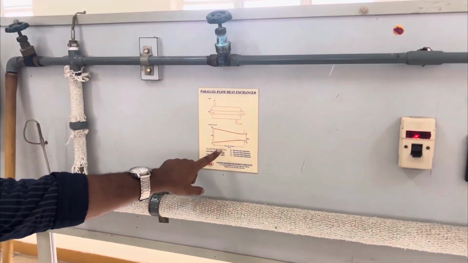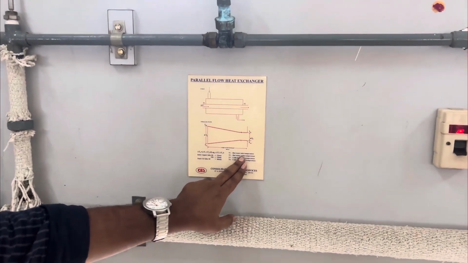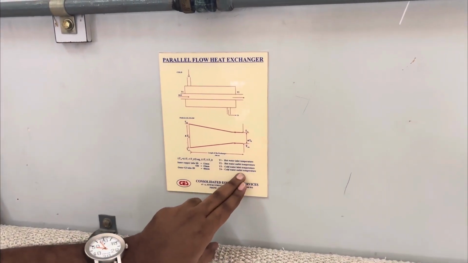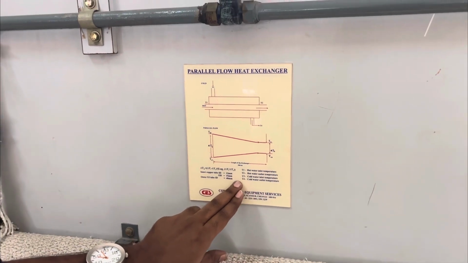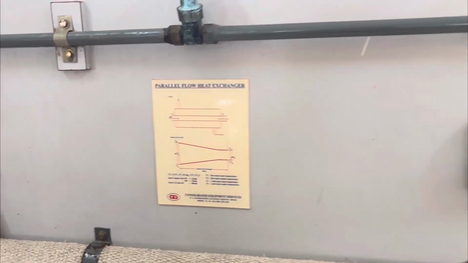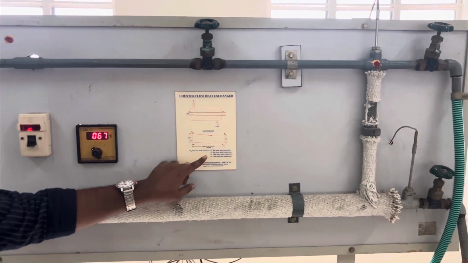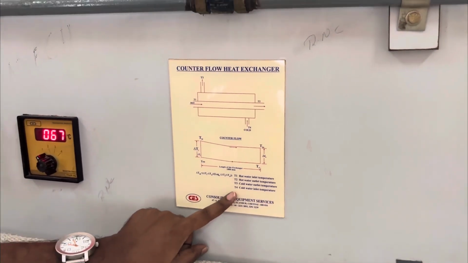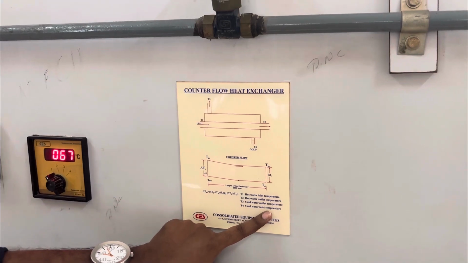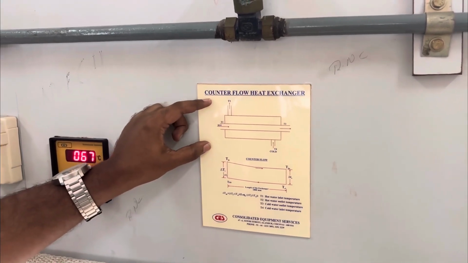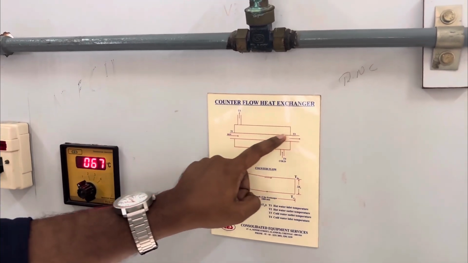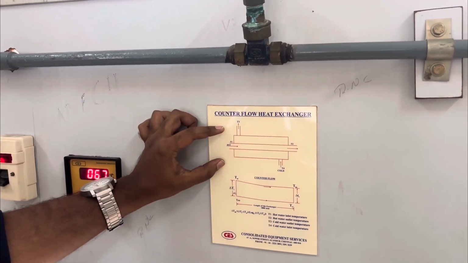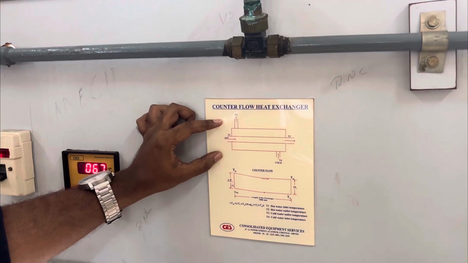So for parallel flow heat exchangers, the inlet and outlet temperatures are capital T1 and T2 for the hot fluid, and T3 and T4 for the cold fluid. Whereas in the case of a counterflow heat exchanger, it changes. T3 is the cold water outlet temperature, and T4 is the cold water inlet temperature. The remaining is as we have already seen: hot fluid flows in one direction, whereas cold fluid flows in the opposite direction. Hence it is called a counterflow heat exchanger.